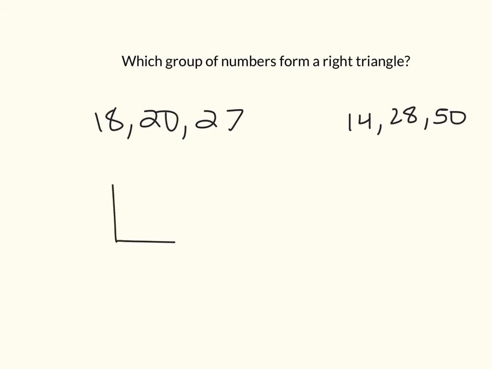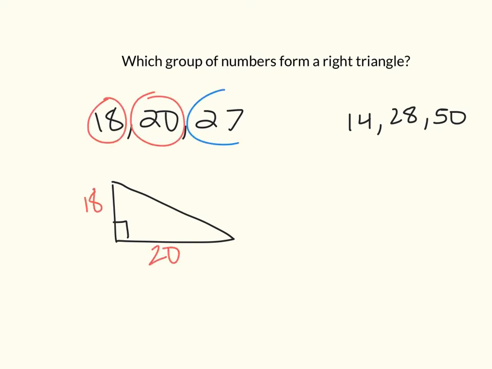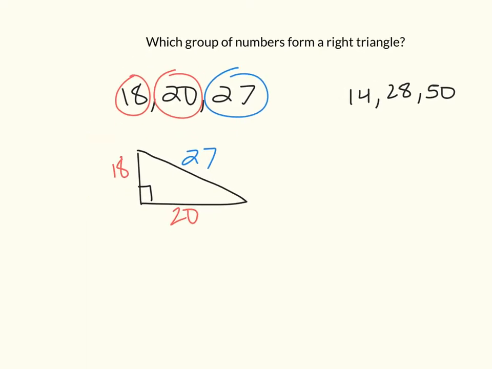All right, let's check it. I'm going to form a right triangle. The smallest two numbers are my legs. The biggest number is my hypotenuse. If these numbers are a Pythagorean triple, then 18 squared plus 20 squared should have the same value as 27 squared.